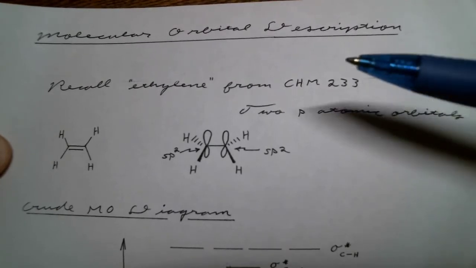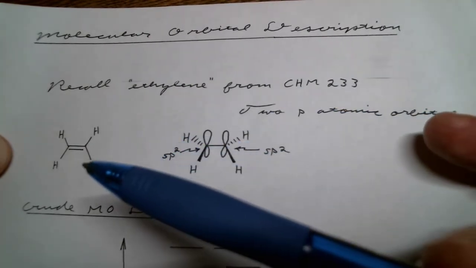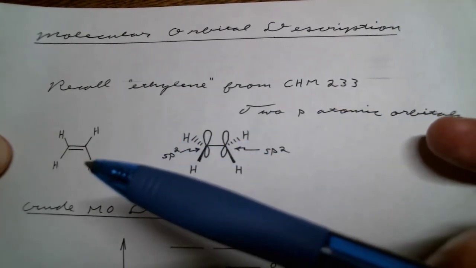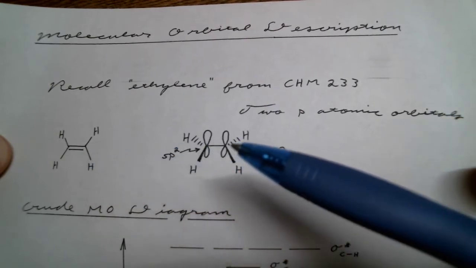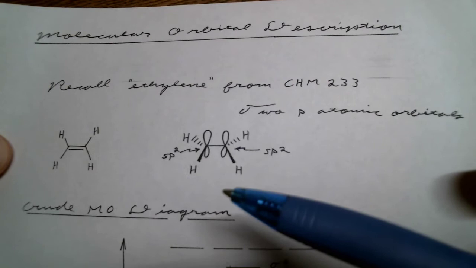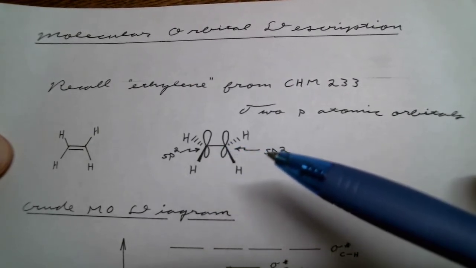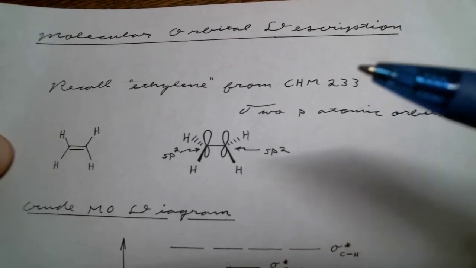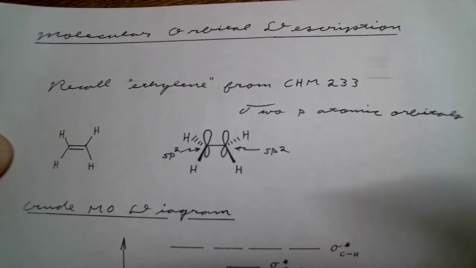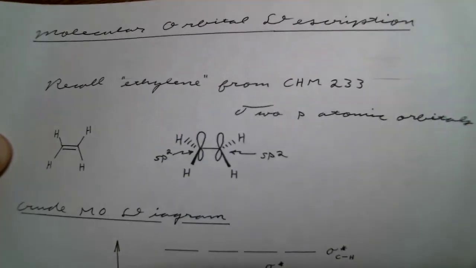If you recall ethylene from that first semester of organic chemistry, we had a double bond, right? Which is this pi bond composed of two p orbitals. I have not shaded one of the lobes. And of course, our carbons are both sp2 hybridized, right? They're trigonal planar. And what is a crude molecular orbital diagram for this ethylene?